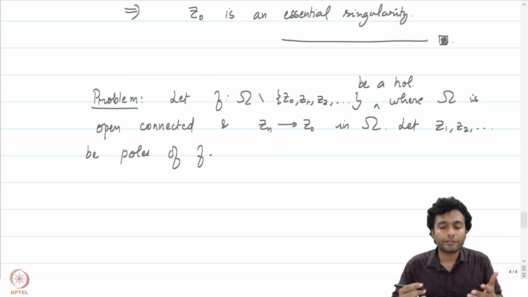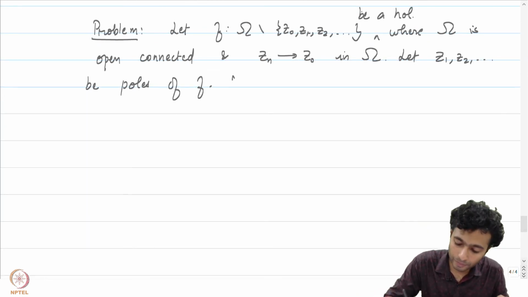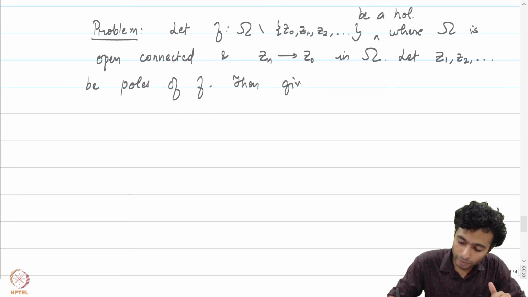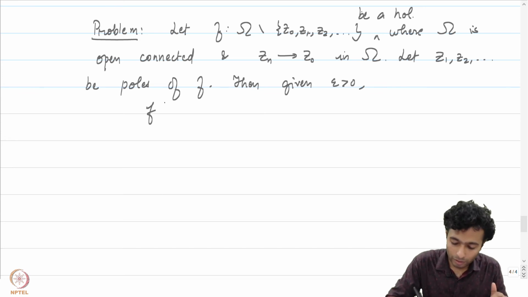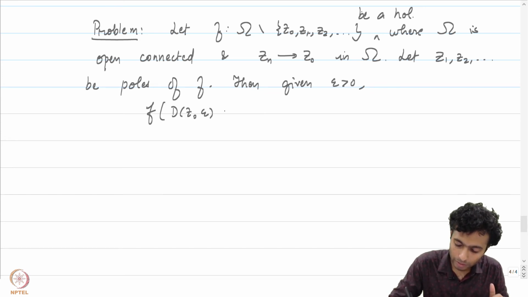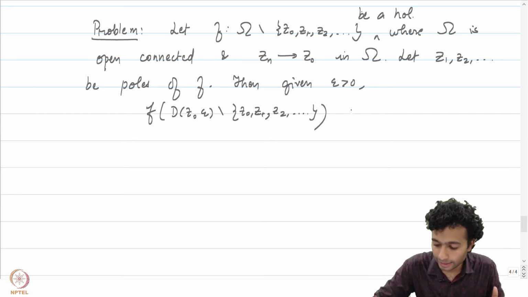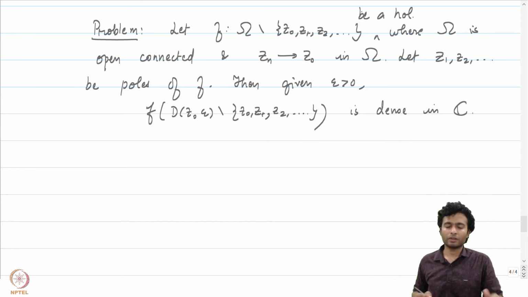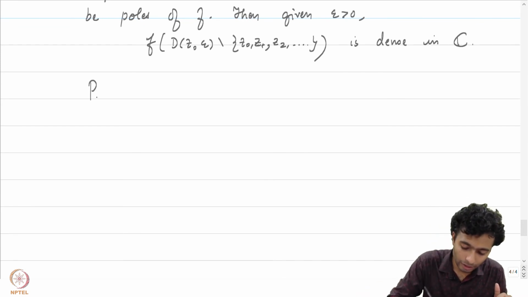Then the statement of the Casorati-Weierstrass theorem is true for such a function as well. Then given epsilon positive, the image of D(z0, epsilon) minus the singularities z1, z2 and so on, F of this is dense in C. So we are going to mimic the proof of the Casorati-Weierstrass theorem here.